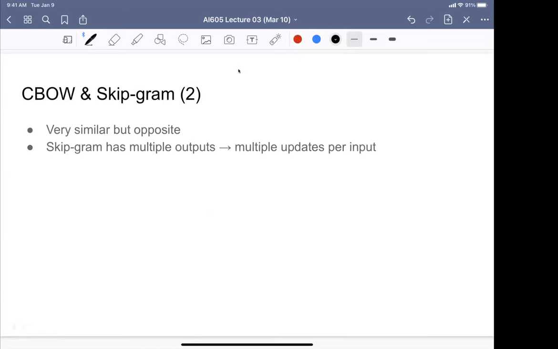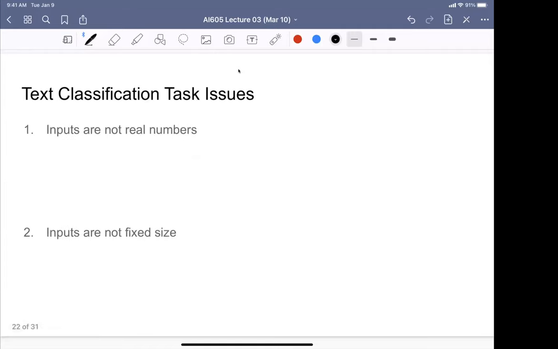And skipgram has multiple outputs. This has some advantage, in that you can have stronger, more updates per input, because you're guessing four words in one update instead of one word per update, which is the case in CBOW. So that's why people think skipgram is a bit better than CBOW. But again, the pre-trained language model works more like CBOW. So we covered this.